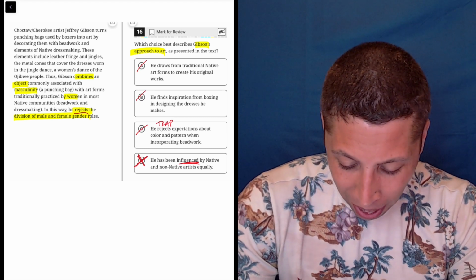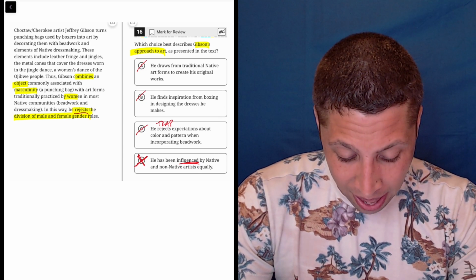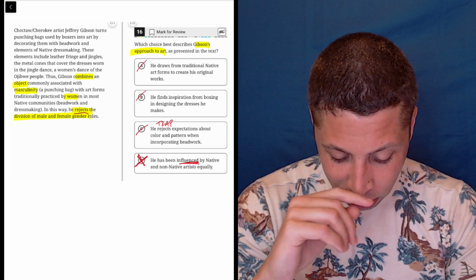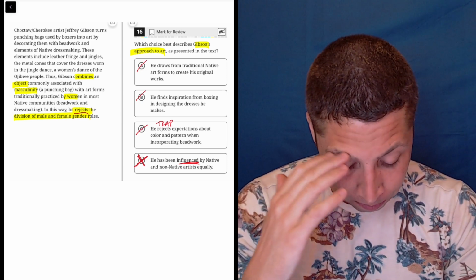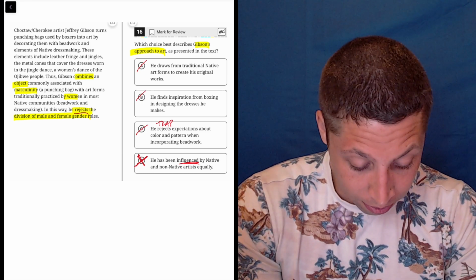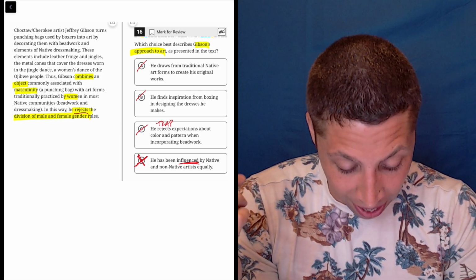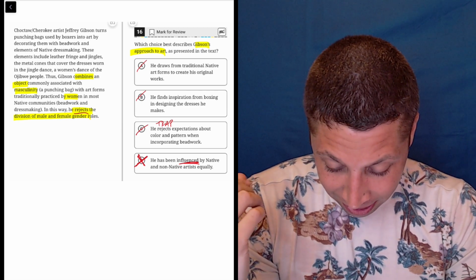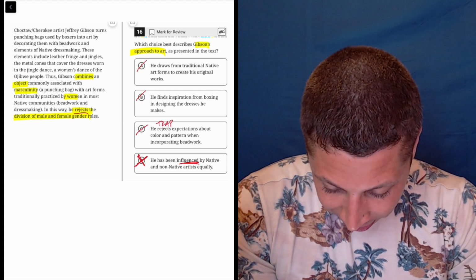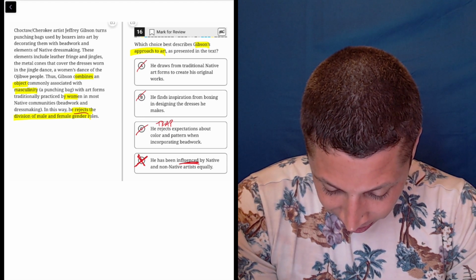Maybe the color and pattern is like code for the women, and then they're rejecting that. That still feels like a trap. I still feel like they're using that against us. Let me look at A and B again. He draws from traditional Native art forms to create his original works. Yeah, okay. He finds inspiration from boxing in designing the dresses he makes. Well, no, because he's not making dresses, right?